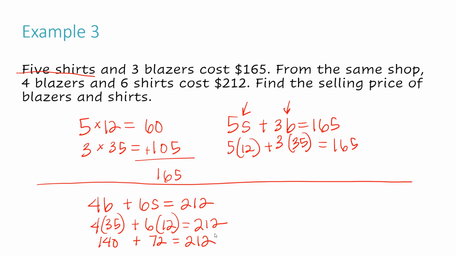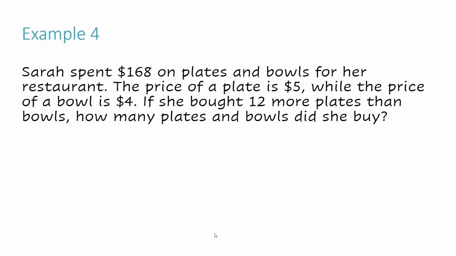Let's look at example number 4. Example number 4. Sarah spent $168 on plates and bowls for her restaurant. The price of a plate is $5, while the price of a bowl is $4. If she bought 12 more plates than bowls, how many plates and bowls did she buy? Okay, let's see what we can take out of here.